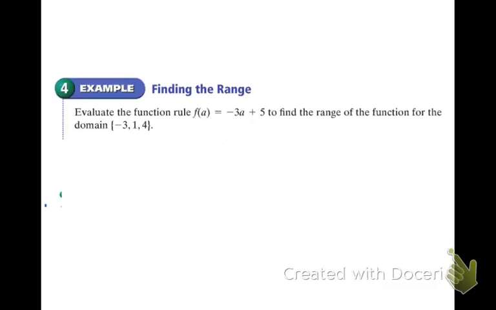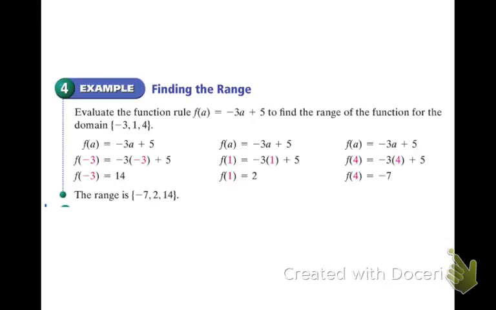All right, to find the range, evaluate this function rule. f of a is equal to -3a plus 5 to find the range of the function for the domain of -3, 1, and 4. So again, they're giving you the input values they want you to use. You need to come up with the output or the range. So f of a is equal to -3a plus 5. You could set it up as a table when you're doing this type of example for sure, but I think they kind of wanted you to use this notation as the range.